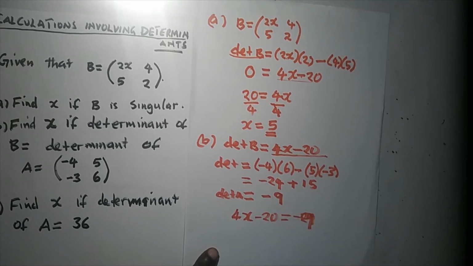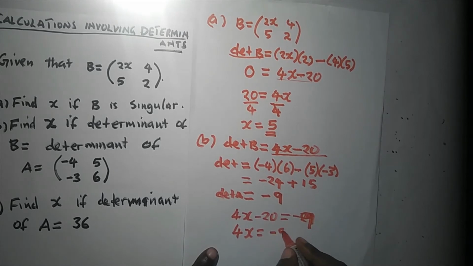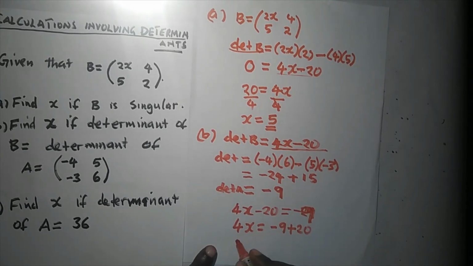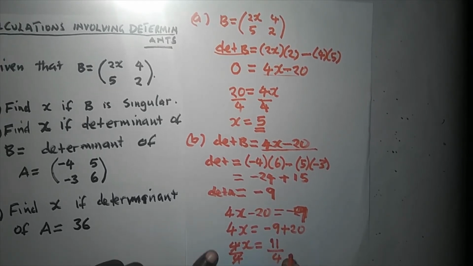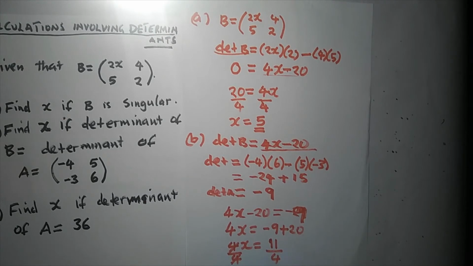At this stage, we are going to collect like terms. We are going to have 4x is equal to negative 9 plus 20 when the 20 crosses the equal sign. Which will give us 4x is equal to negative 9 plus 20, which is just 11. So we are going to have 11 here, and then we can divide by 4 both sides. And so our x is going to be 11 over 4 when the two determinants are equal.